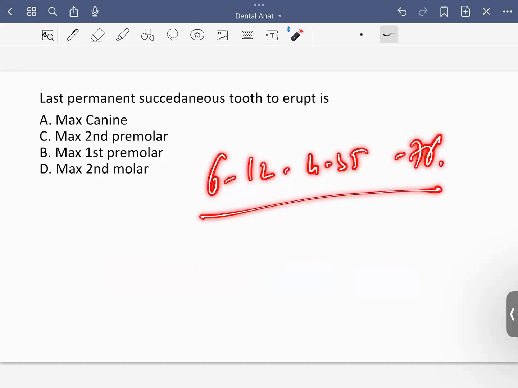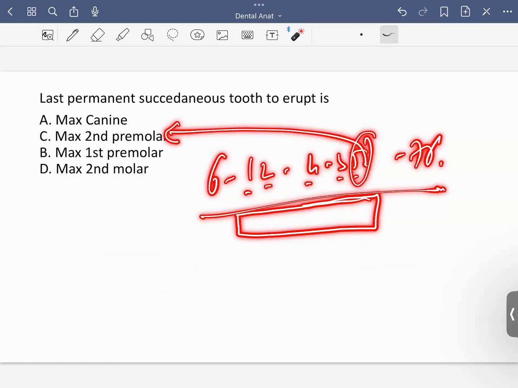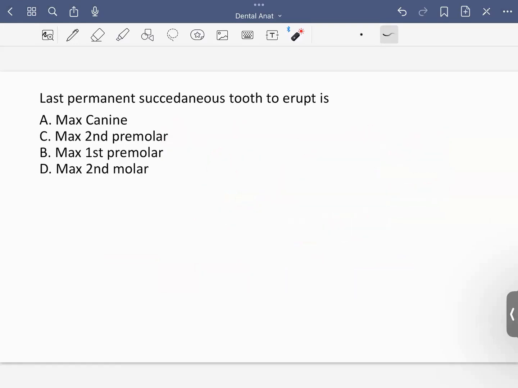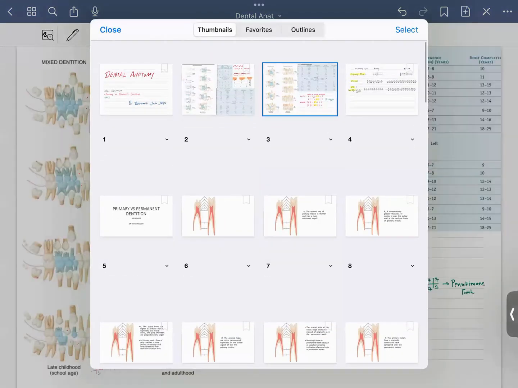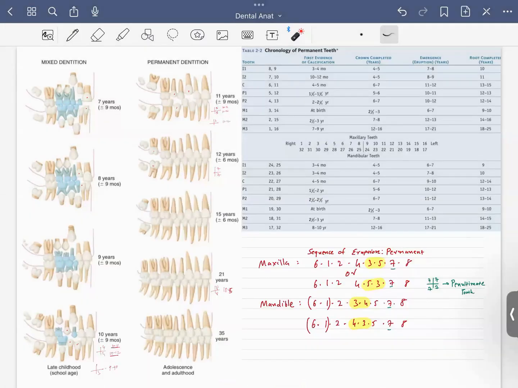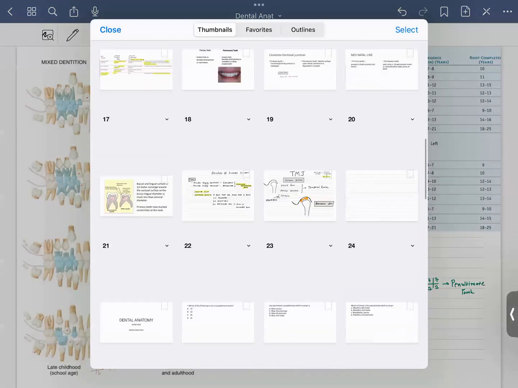All right. So what is the last one which is succedaneous within them? Second premolar. Maxillary second premolar. Second premolar will be the last permanent succedaneous tooth to erupt. If the options were mandible, in mandible also it will be second premolar. Remember, either it is maxilla or mandible, in both of them, the last succedaneous will be second premolar.